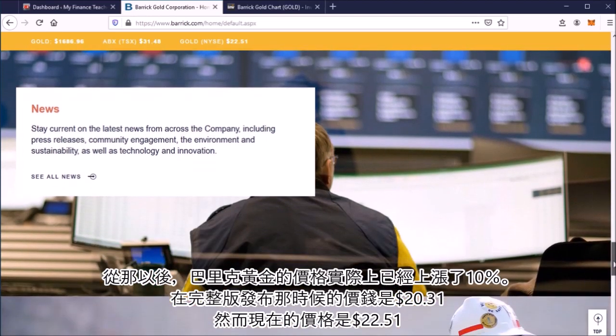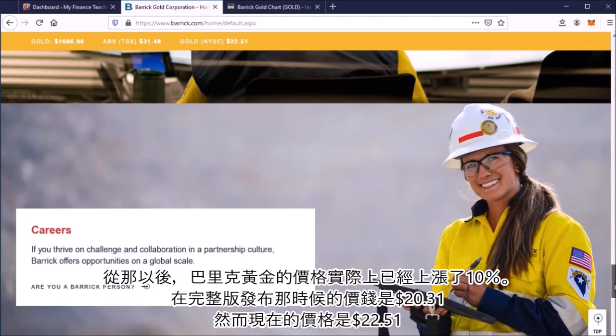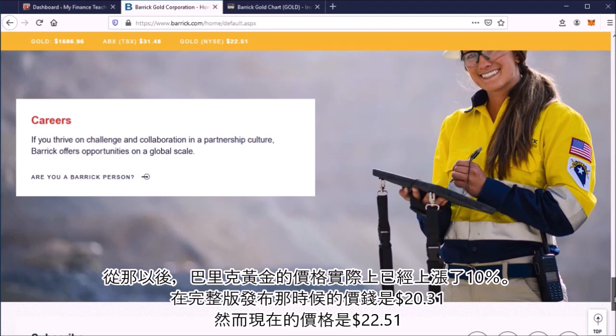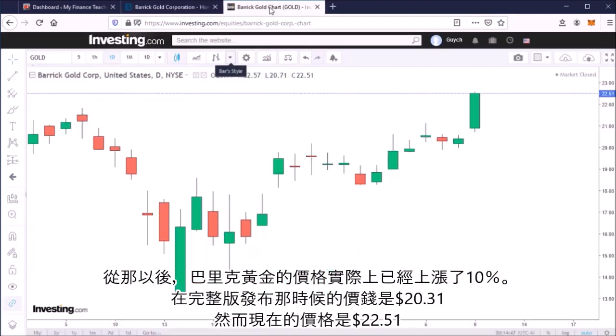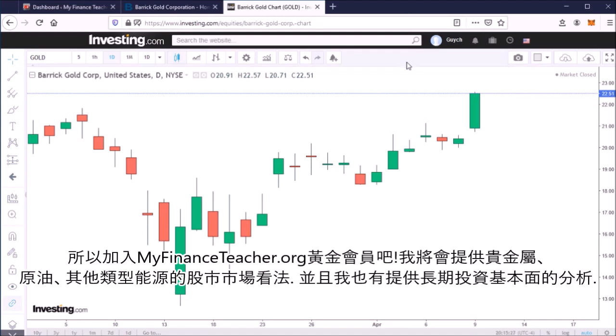And since then, the share price of Barrick Gold has actually already increased by 10%. At the time of early release for My Finance Teacher Gold members, the price was $20.31, and the current price is $22.51.